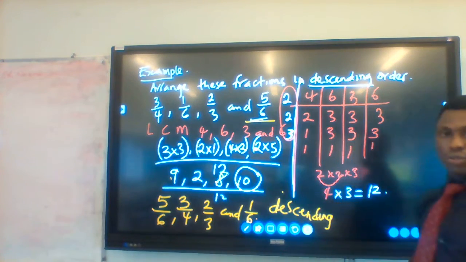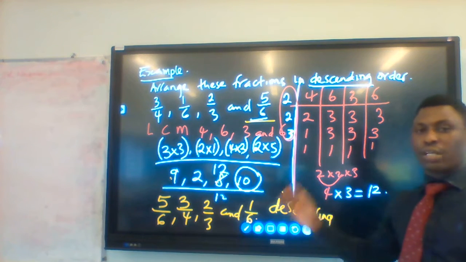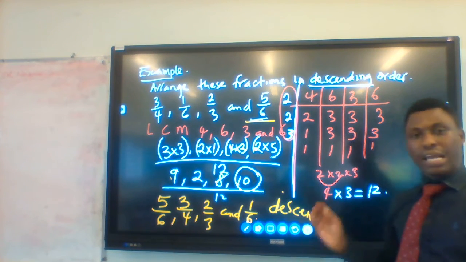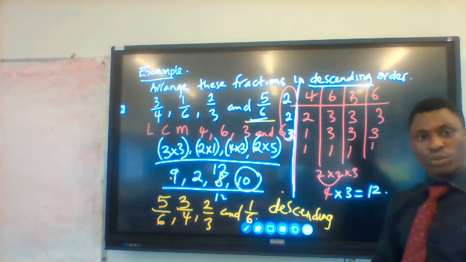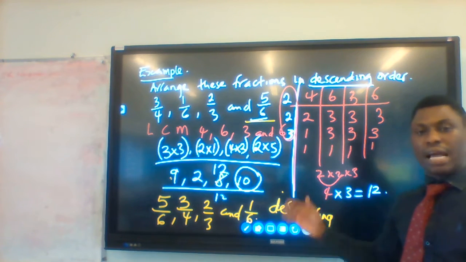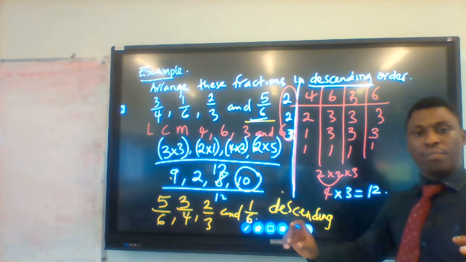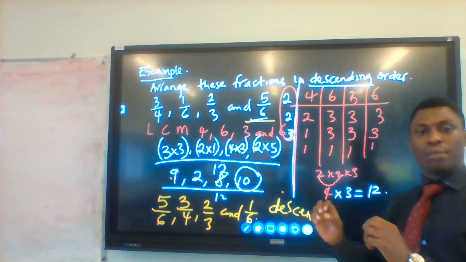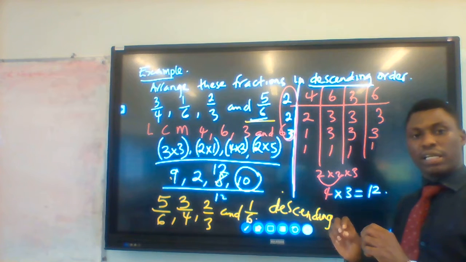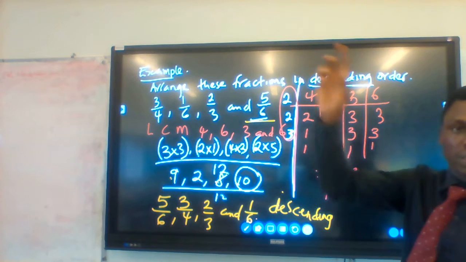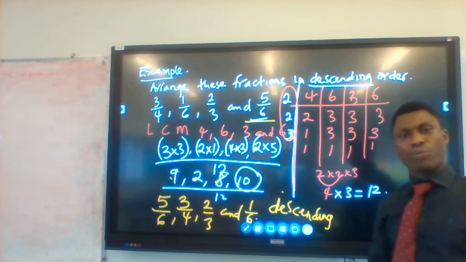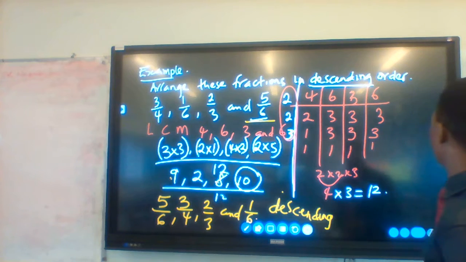With this method, there is no fraction you cannot arrange. Even if it is a mixed number, you can arrange it like this. Just find the LCM, multiply the number of times the denominator goes in the LCM, then multiply by the numerator.